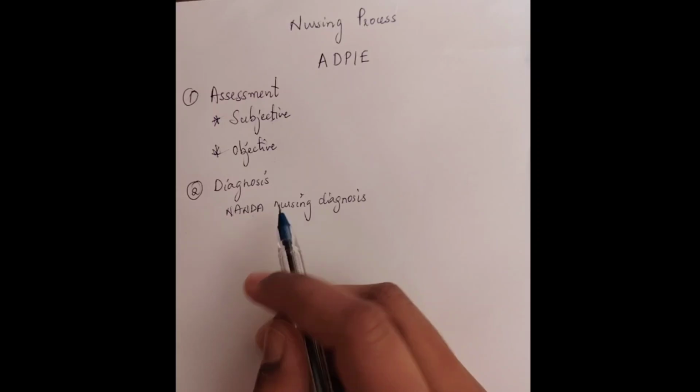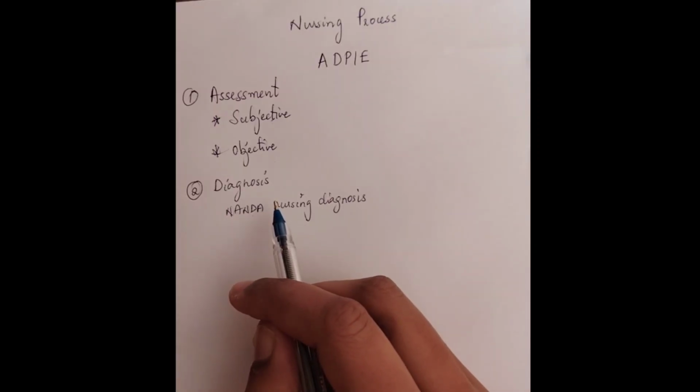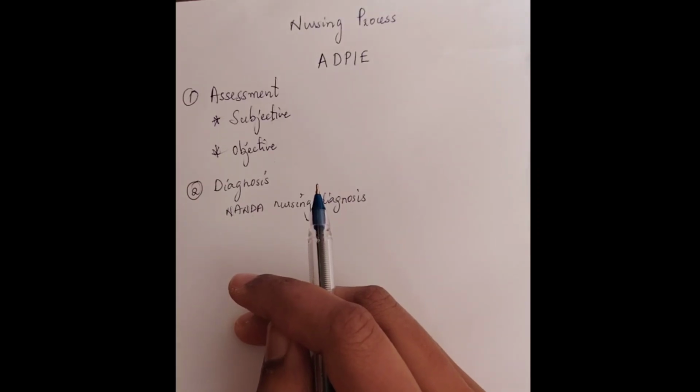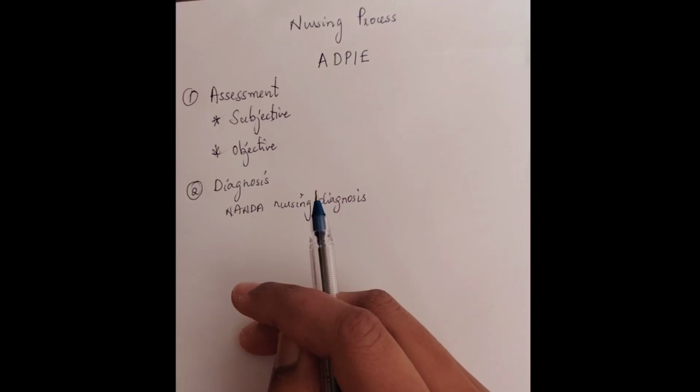Okay, so when the medical diagnosis is diabetes, there can be so many nursing diagnoses. One among that will be impaired skin integrity or the risk for infection. Okay, now when we say that, it means that the nursing diagnosis focuses on the patient's responses and not on the disease. Okay, hope it's clear.